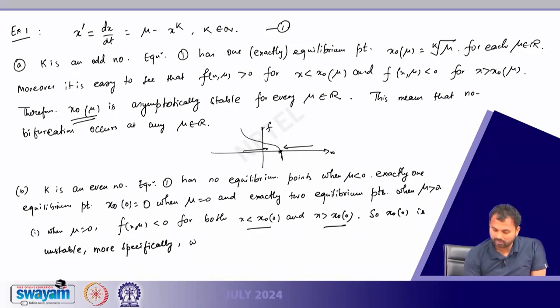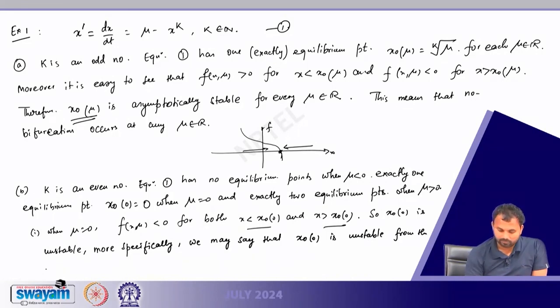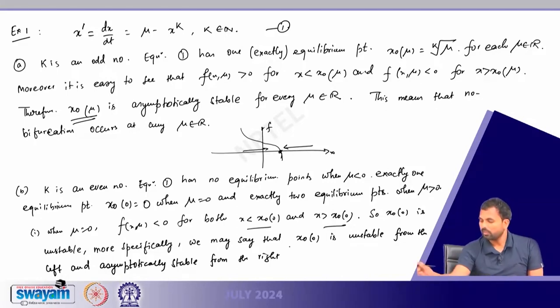Therefore, more specifically, we say that x0(0) is unstable from the left and asymptotically stable from the right, okay.